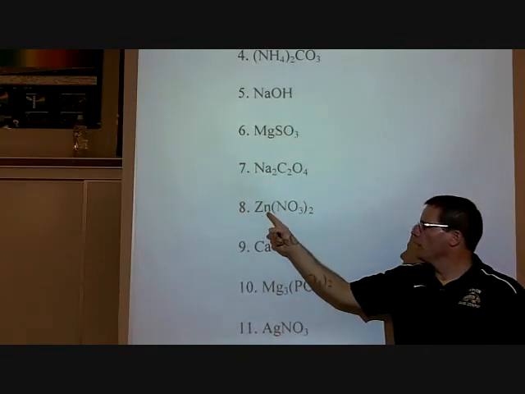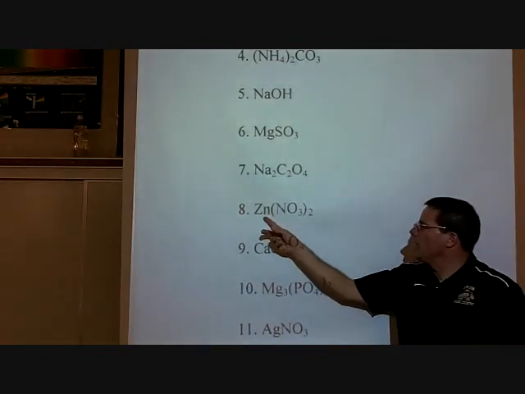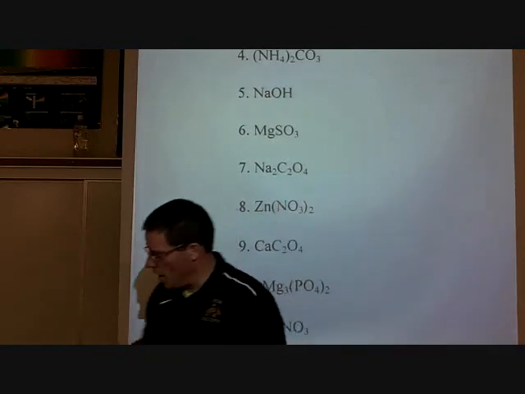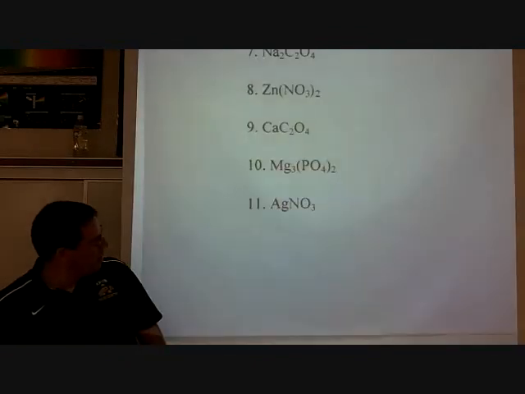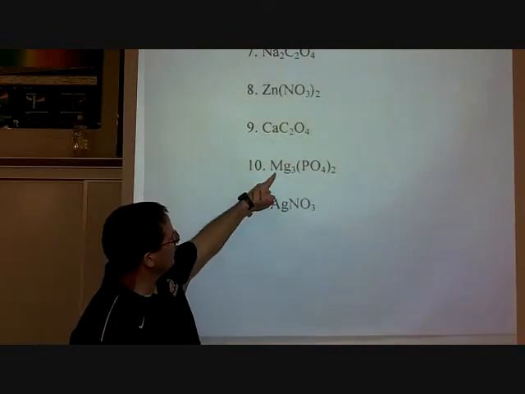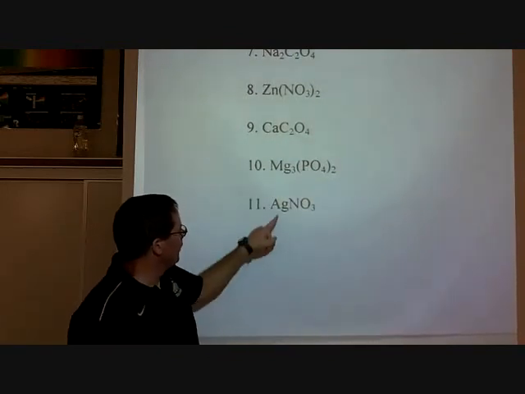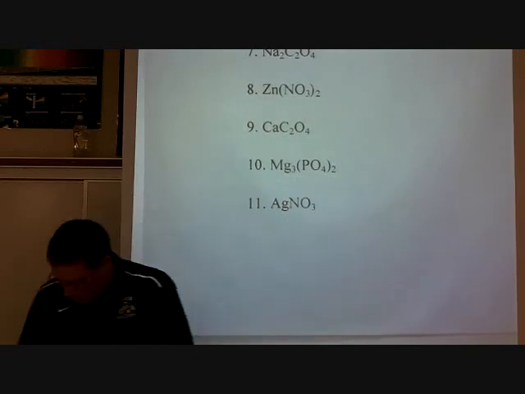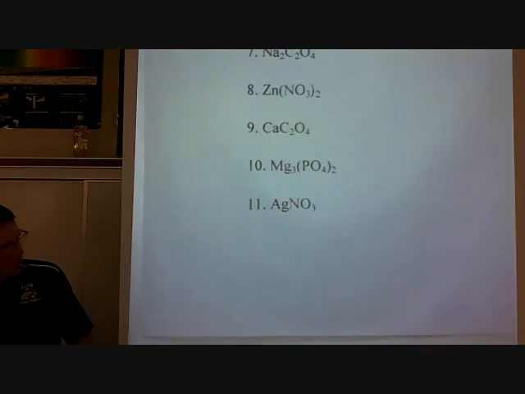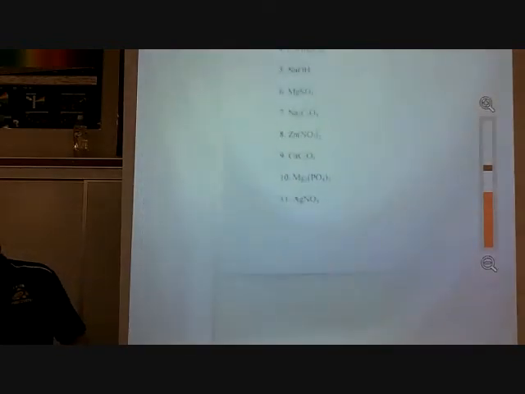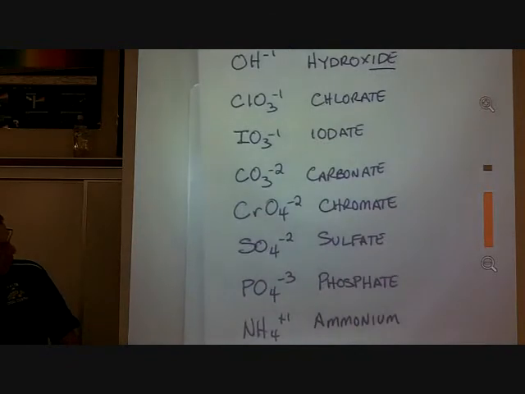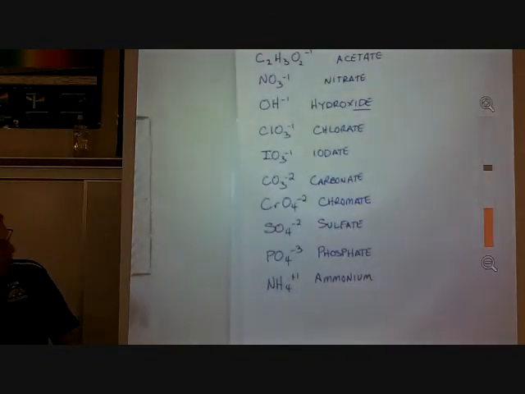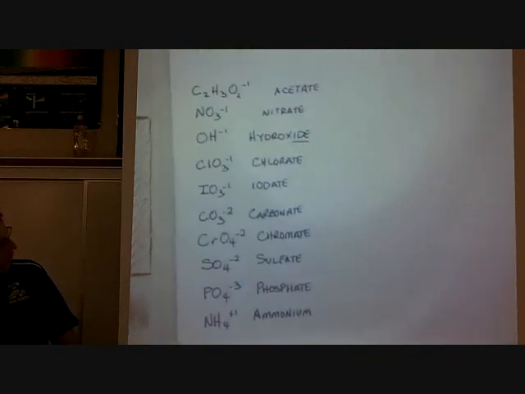Looking at this one, we have zinc nitrate. Jumping down here, again, skip number 9. Magnesium phosphate. And then the last one is silver nitrate. And again, when doing these types of problems, probably the best thing you can do is learn your 10 polyatomics. If you can remember your 10 polyatomics, I guarantee you that this is going to be an easy thing. How, you say? How can I remember my 10 polyatomics?